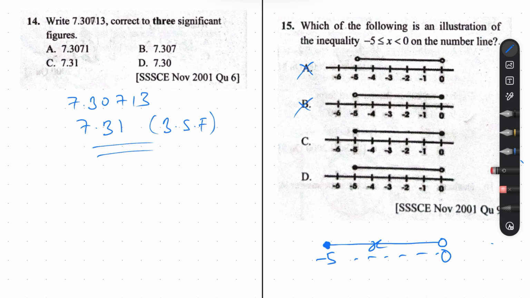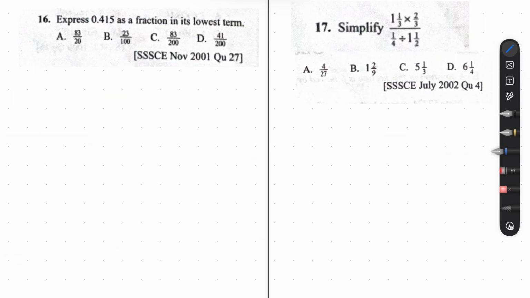C, we have -5 to be included. Okay, that's correct. Now let's check 0. 0 is not supposed to be shaded, so this is also not correct because 0 is non-inclusive. So our final option, which is probably the answer, we have -5 to be shaded and 0 to be non-shaded. So the answer is D. Right. Let's move on to the next set of questions.